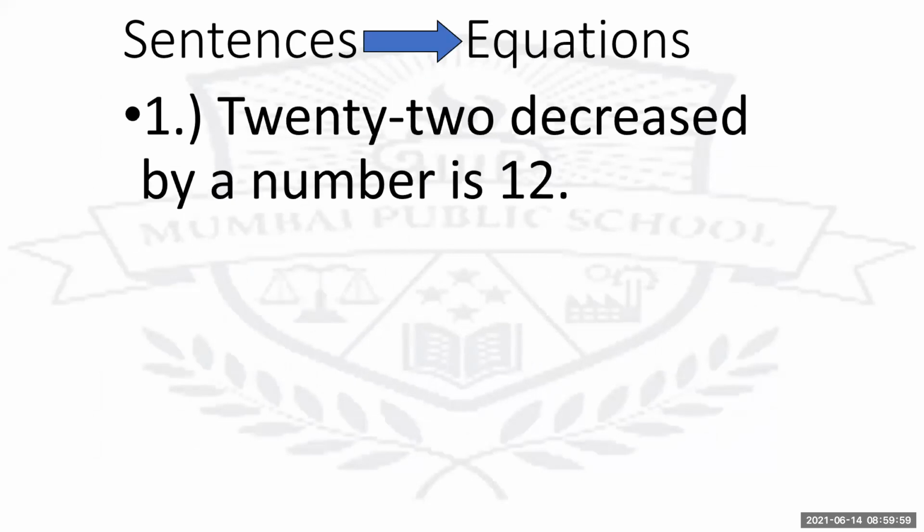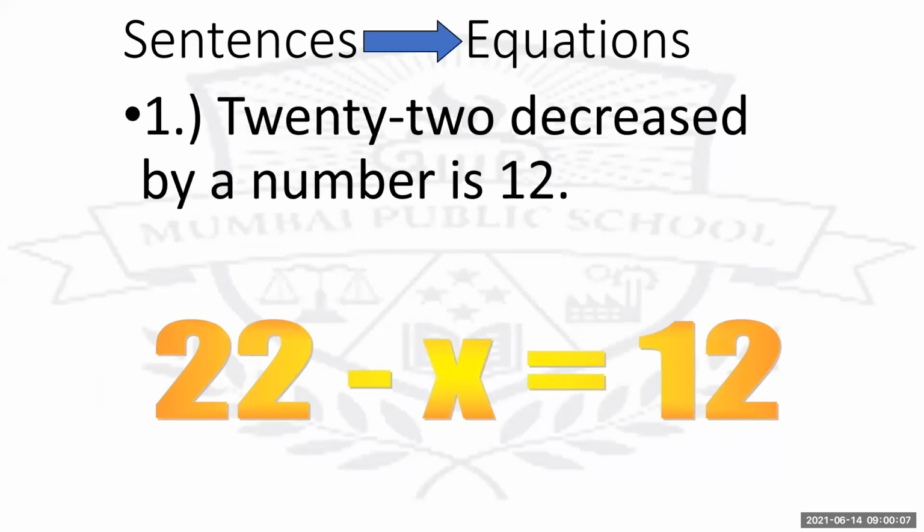22 decreased by a number is 12. Now how will you frame the equation? It is 22 decreased, so 22 decreased means minus. So 22 minus. Now what? By a number. That number we are going to consider as x. So that is x. Here is will denote equal to sign. Equal to what? Equal to 12. Is this clear to all the students? Hope everybody is understanding this.